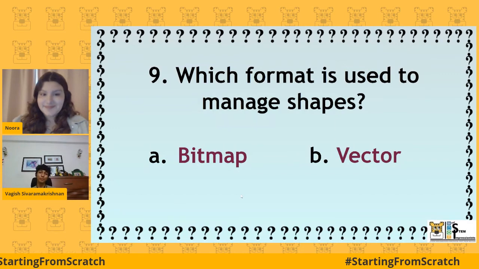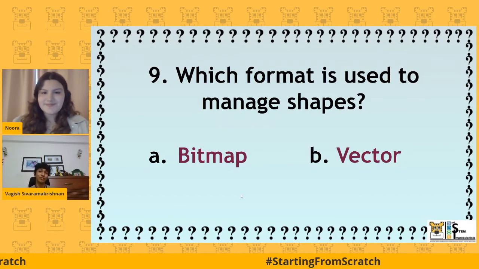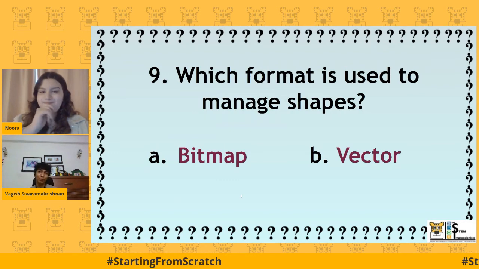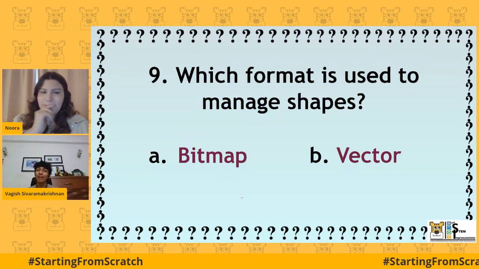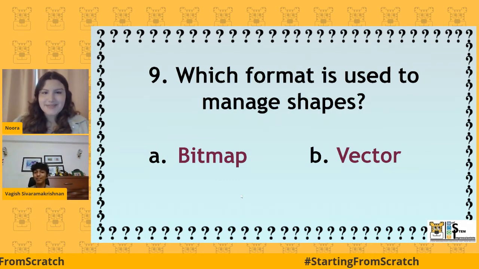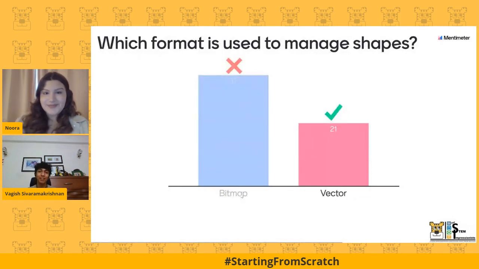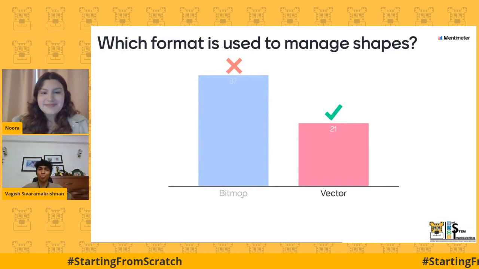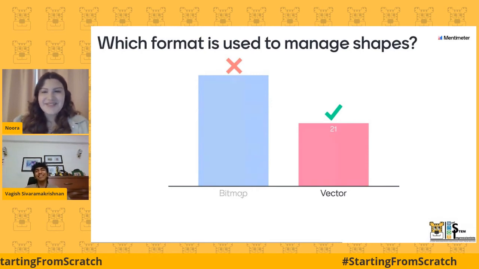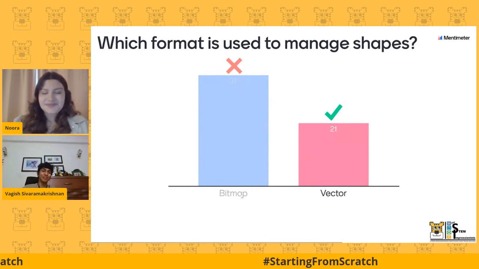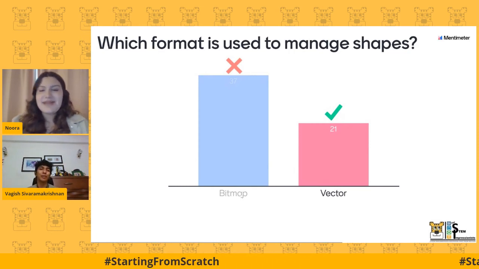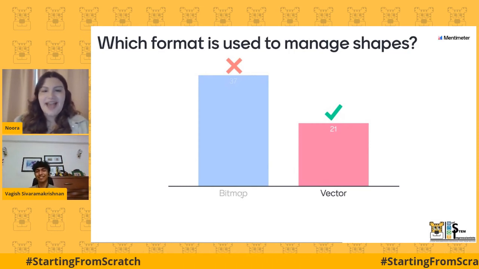Ninth question. Which format is used to manage shapes, bitmap or vector? Think back, we used it once in this lesson. Let's see if they remember. Have they been paying attention? Oh, it looks like the majority of people were falling asleep. But it is vector. It is the vector format that you use to add text or shapes to your backdrop. Sometimes the names can get kind of tricky, but excellent job.